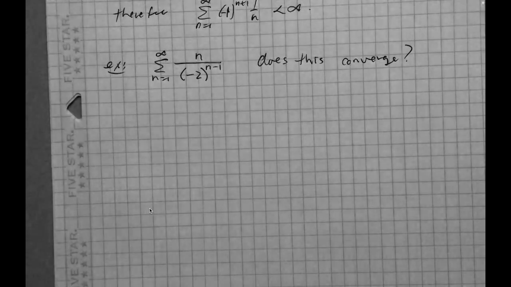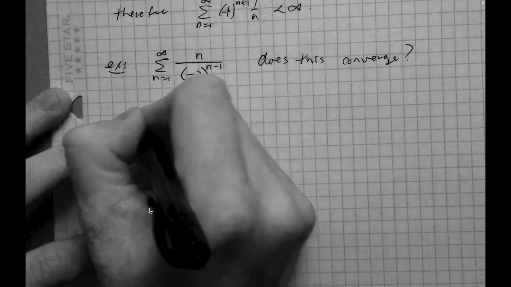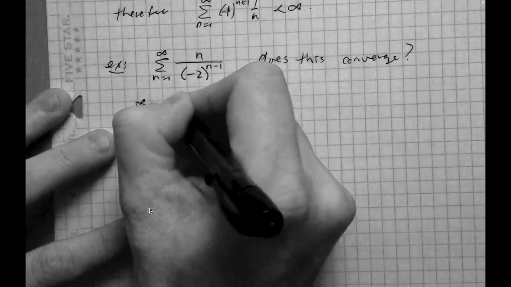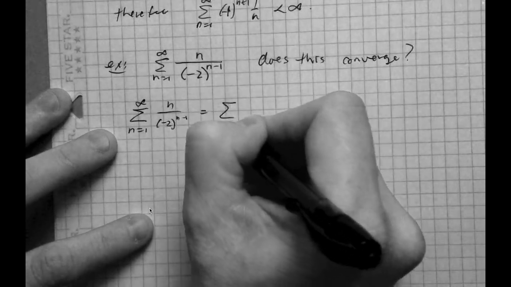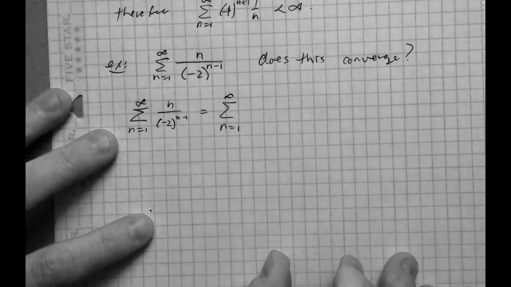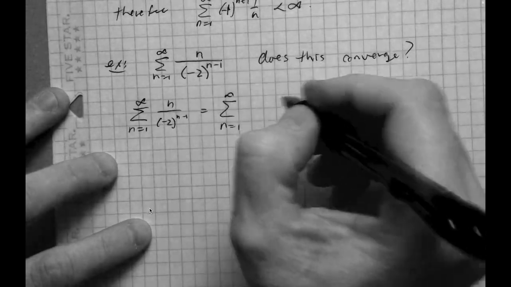Does this guy converge? Well, let's rewrite it first of all. So we have the sum from n equals 1 to infinity of n over negative 2 to the n minus 1 power. Let's rewrite it in a form that's a little bit nicer to look at.